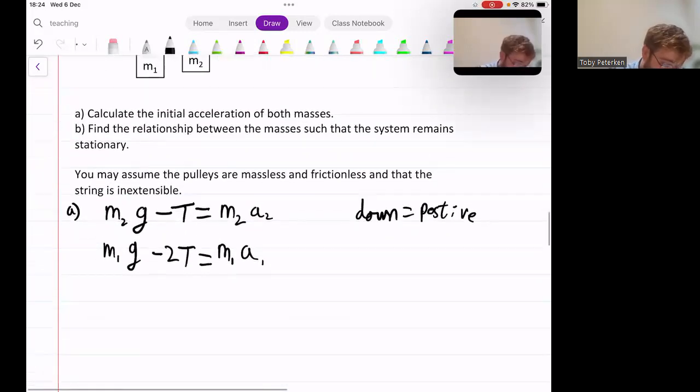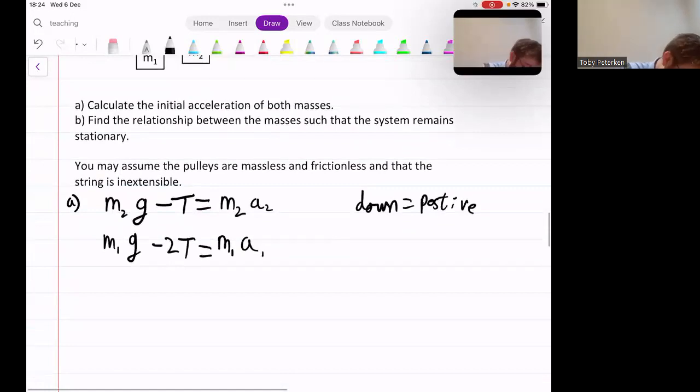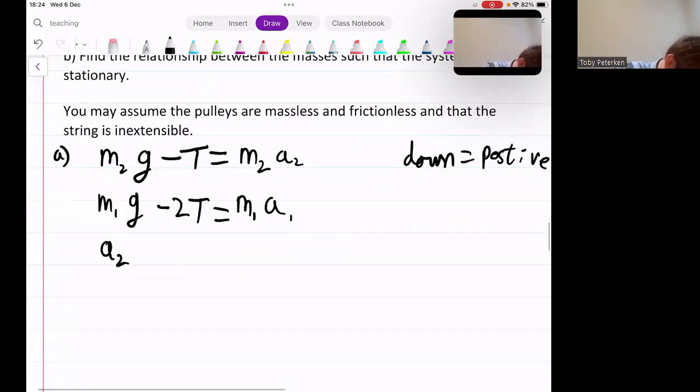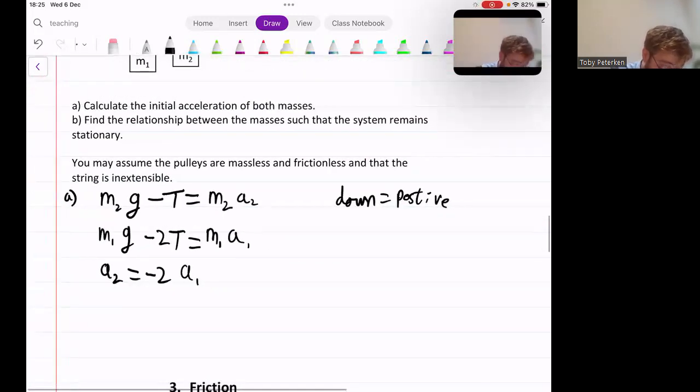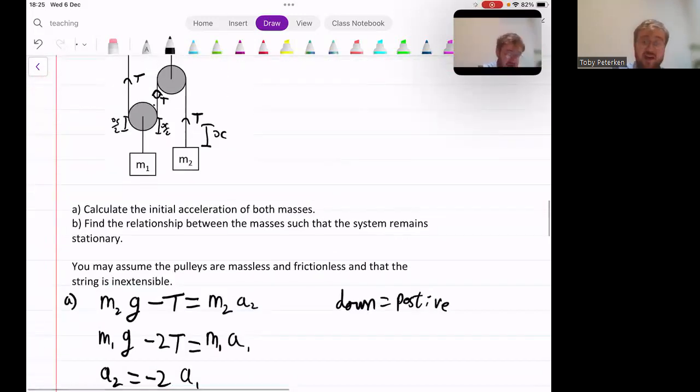So this gives us the acceleration of m2 equals -2 times the acceleration of m1. And it's negative because as m2 moves up, mass 1 moves down.